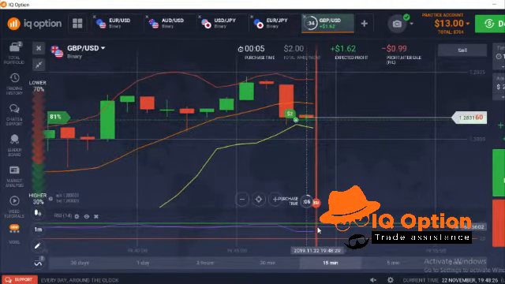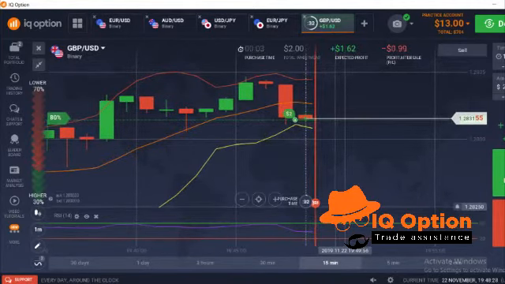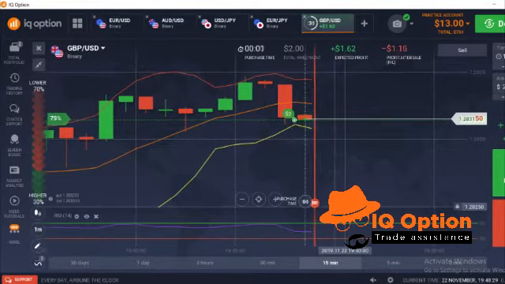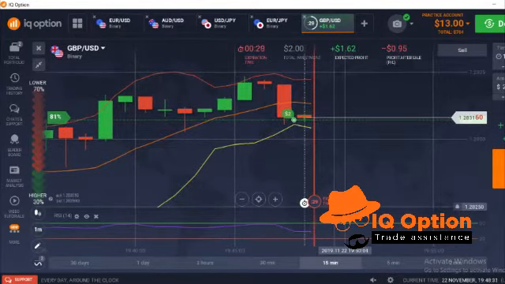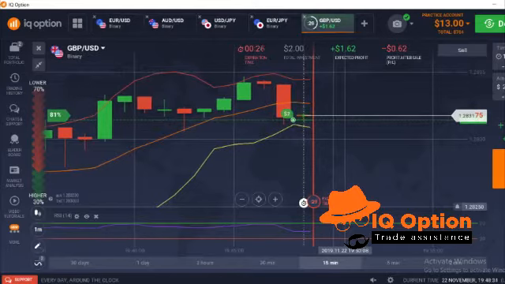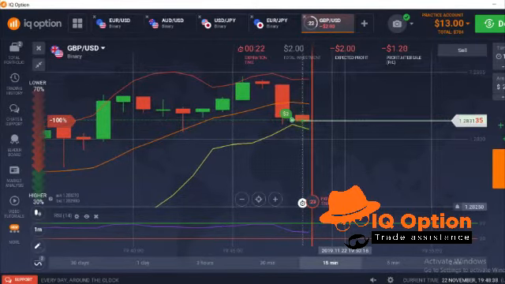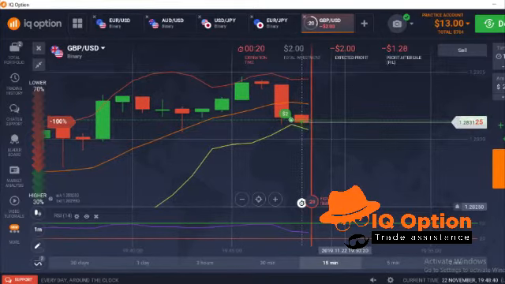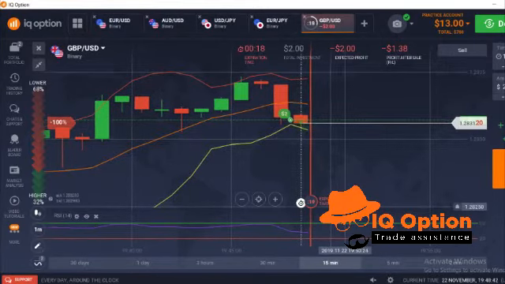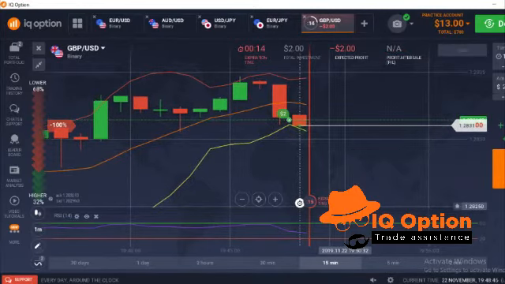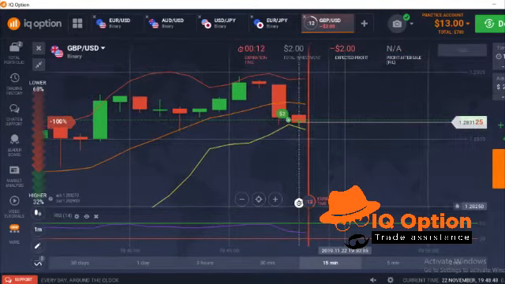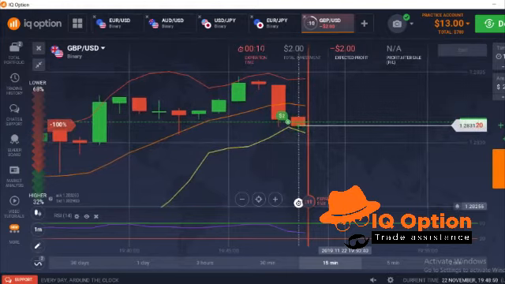Let me see if there's another chance. Here we see a good chance to trade, but let's do one trade at a time. So let's see. The problem with this is that the lower line of the Bollinger Band has faced down, and it should not face down if we are making this kind of trade. So this candle might go down, but let's wait and see.